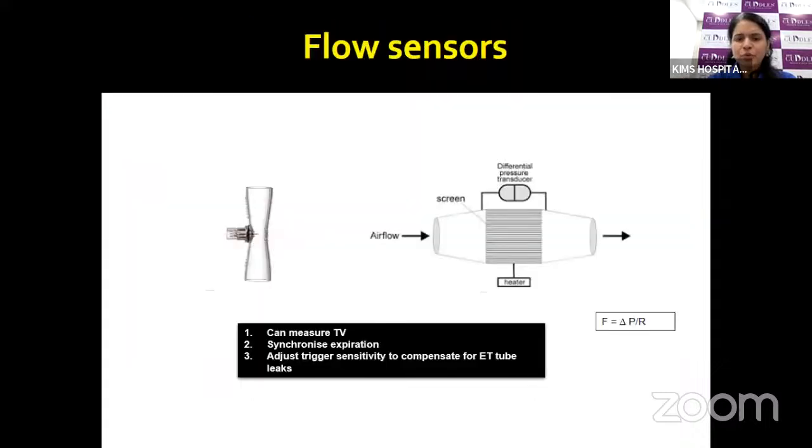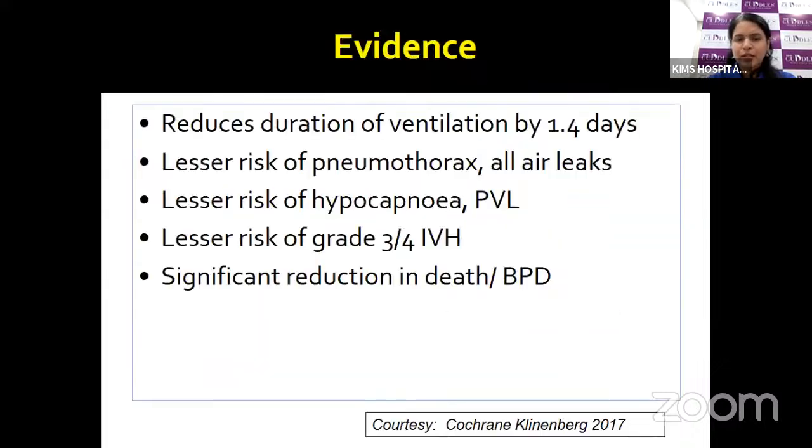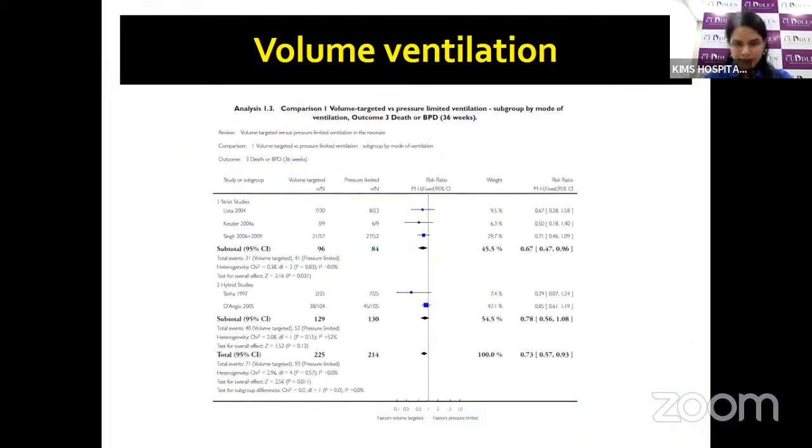So these are the different types of flow sensors which can measure the tidal volume. And finally, when it comes to evidence in volume-targeted ventilation, there is evidence that use of volume-targeted modes reduces the duration of ventilation by 1.4 days and also lowers some other adverse outcomes like air leaks, pneumothorax, pulmonary interstitial emphysema, and lowers the risk of developing hypocapnia, CO2 washout, periventricular leukomalacia, and severe grades of IVH, and altogether a significant reduction in the combined outcome of death and BPD.